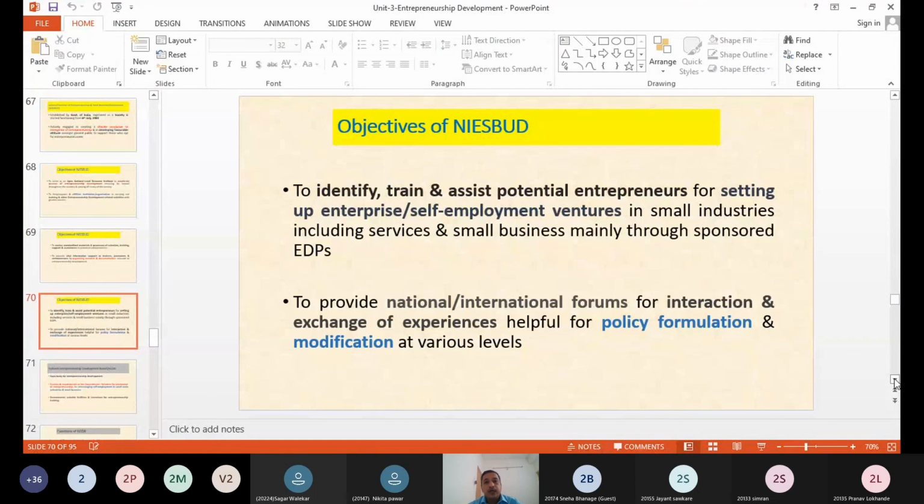Then further, to identify, train and assist all those potential entrepreneurs for setting up enterprise or self-employment ventures in small industries including services and small businesses through sponsored entrepreneurial development programs, and to provide national or international forums for interaction and exchange of experiences helpful for policy formation and modification at different levels.